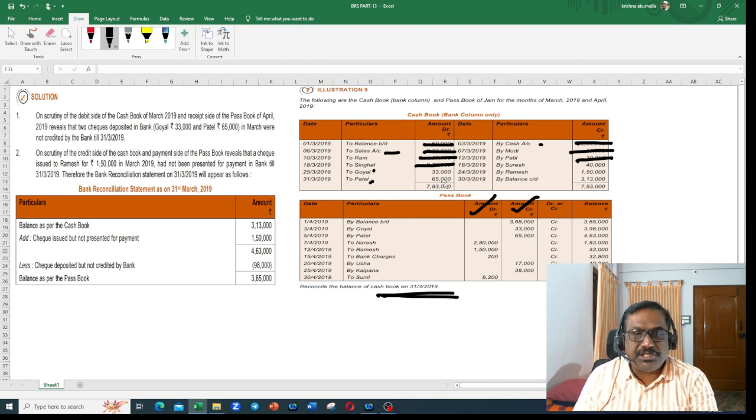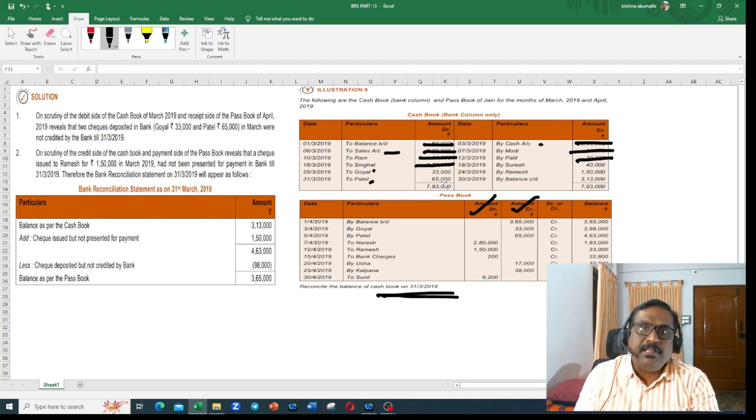Next, by Suresh, 40,000. What does it mean? Check issued to Suresh, 40,000 on 18th March. Is that check available in the month of April passbook? No, it is not there. What does it mean? Check issued to Suresh worth 40,000 on 18th March has been paid to him in the month of March itself.